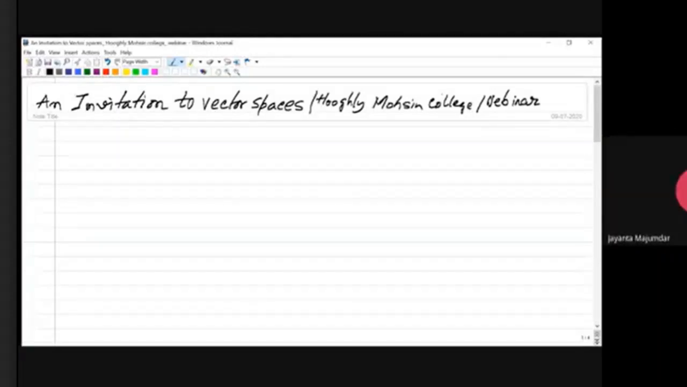Okay, so the topic of my talk is an invitation to vector spaces. As I wanted to give you some flavor of geometry and vector spaces, I need to first introduce some aspects of geometrical observations and axioms and postulates, which will help us to develop the theory of vector spaces in the axiomatic sense.